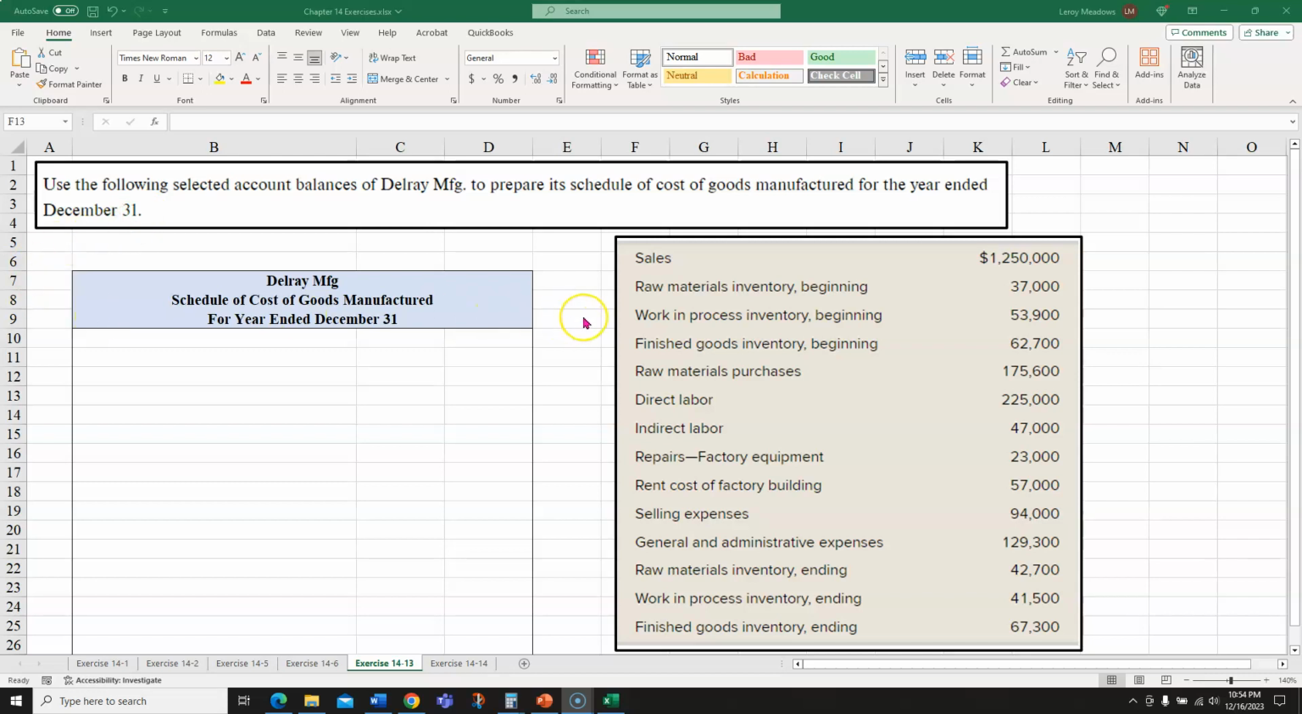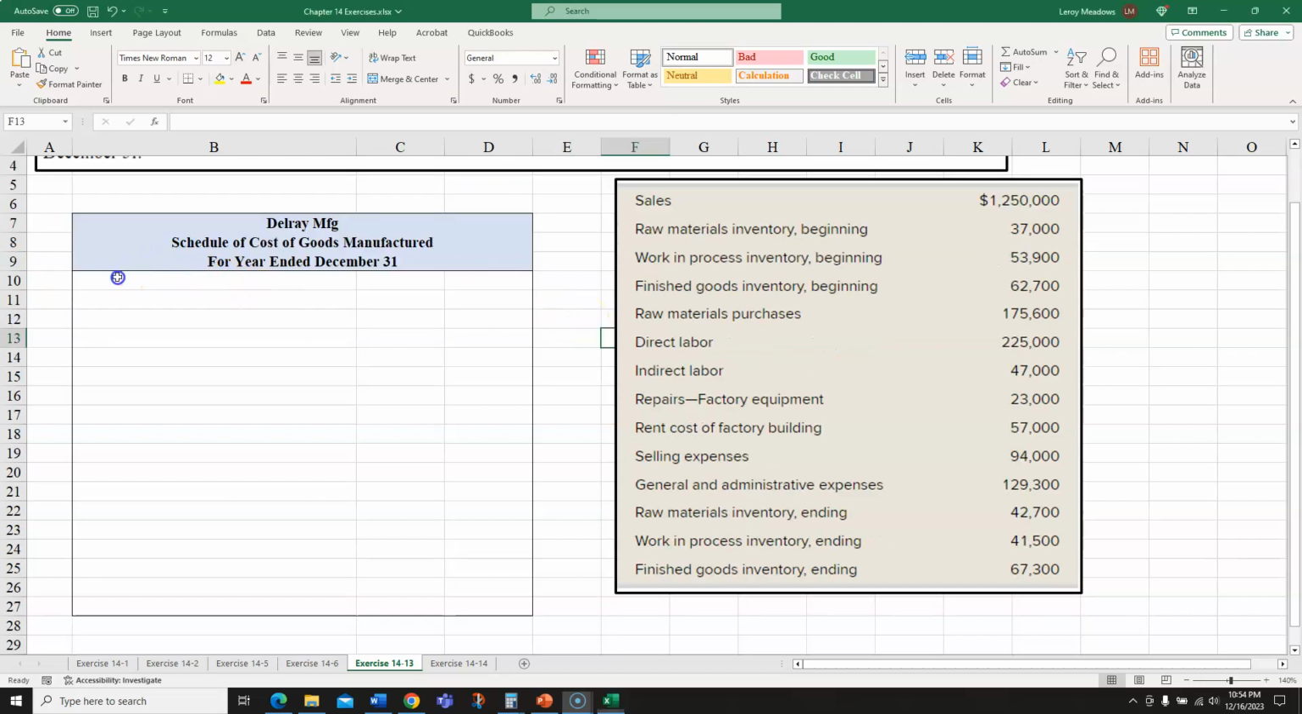So the first thing I want to do is look at direct materials. So let's take a look here. And this is the information here on the right associated with our exercise. So let's take a look at direct materials.